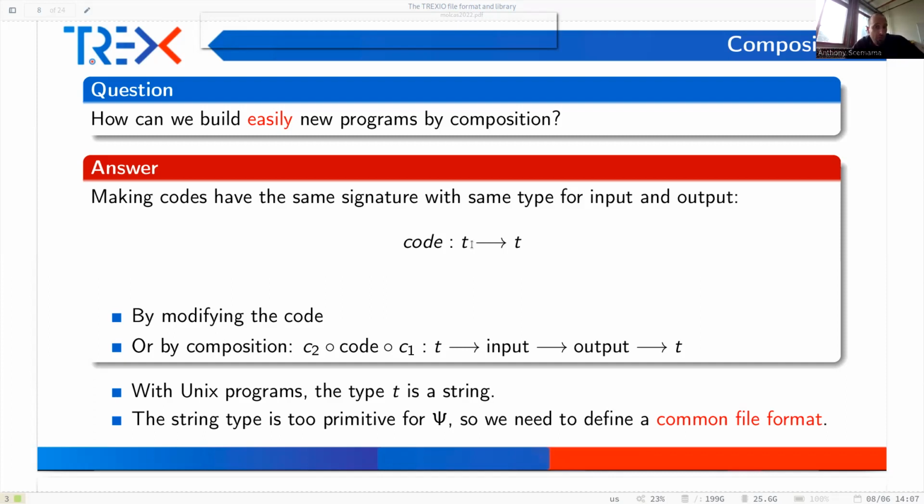So there are two ways to do this: whether you modify completely the code, so that inside the code you modify the source file to change what you read and what you write, or you can do it also by composition, like this, by writing some interfaces where you write a converter from C to your input format, then you run your code input to output, and then you convert back again to the type T. So what I'm saying is really trivial, but I prefer to say everything explicitly.